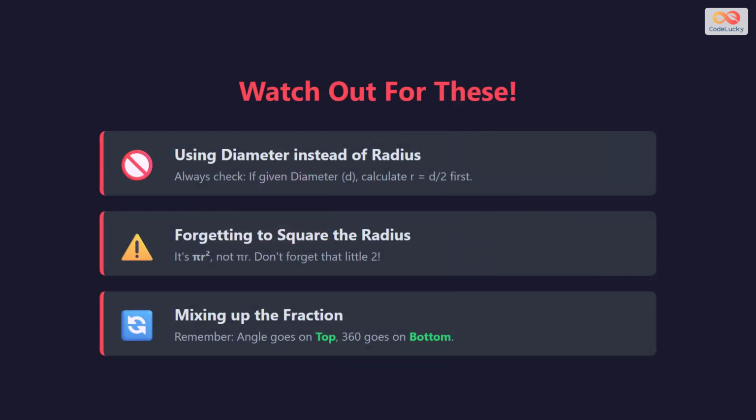Before you go, watch out for these common mistakes. First, make sure you are using the radius, not the diameter. If you are given the diameter, divide it by 2. Second, don't forget to square the radius in the formula. It is r squared, not just r. And finally, always put your angle on top of the fraction and 360 on the bottom.